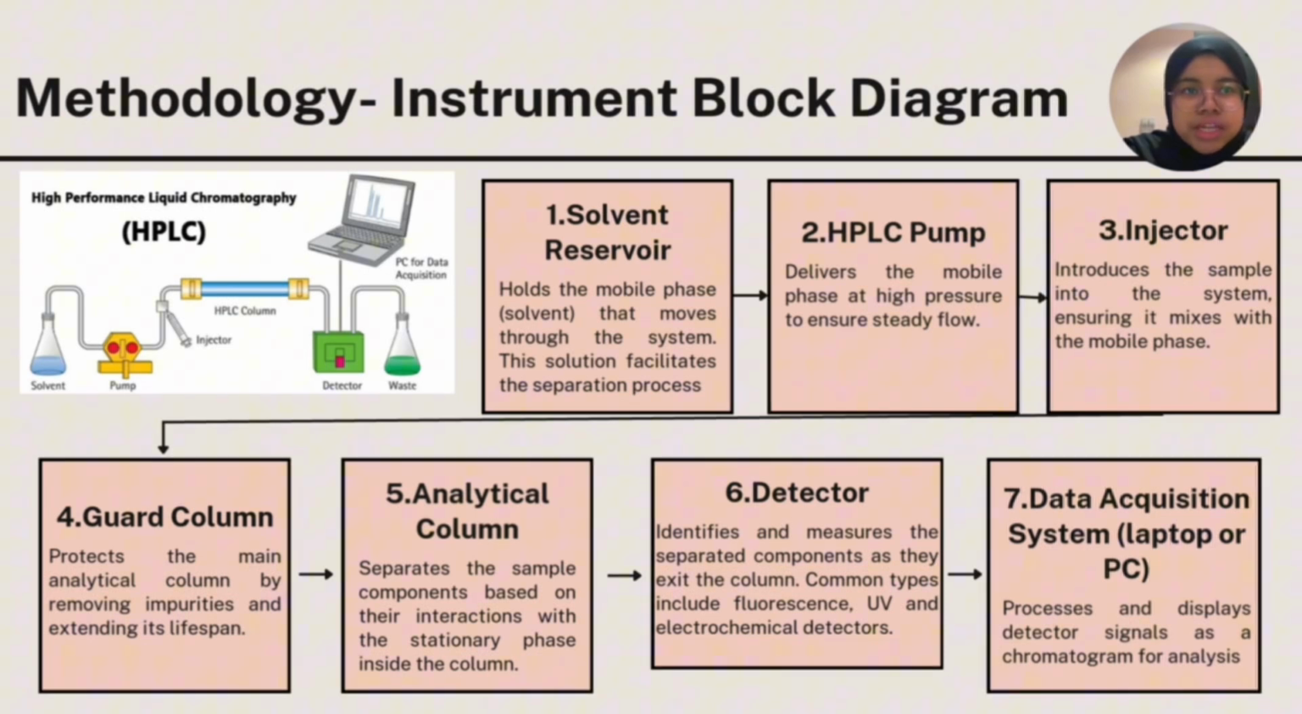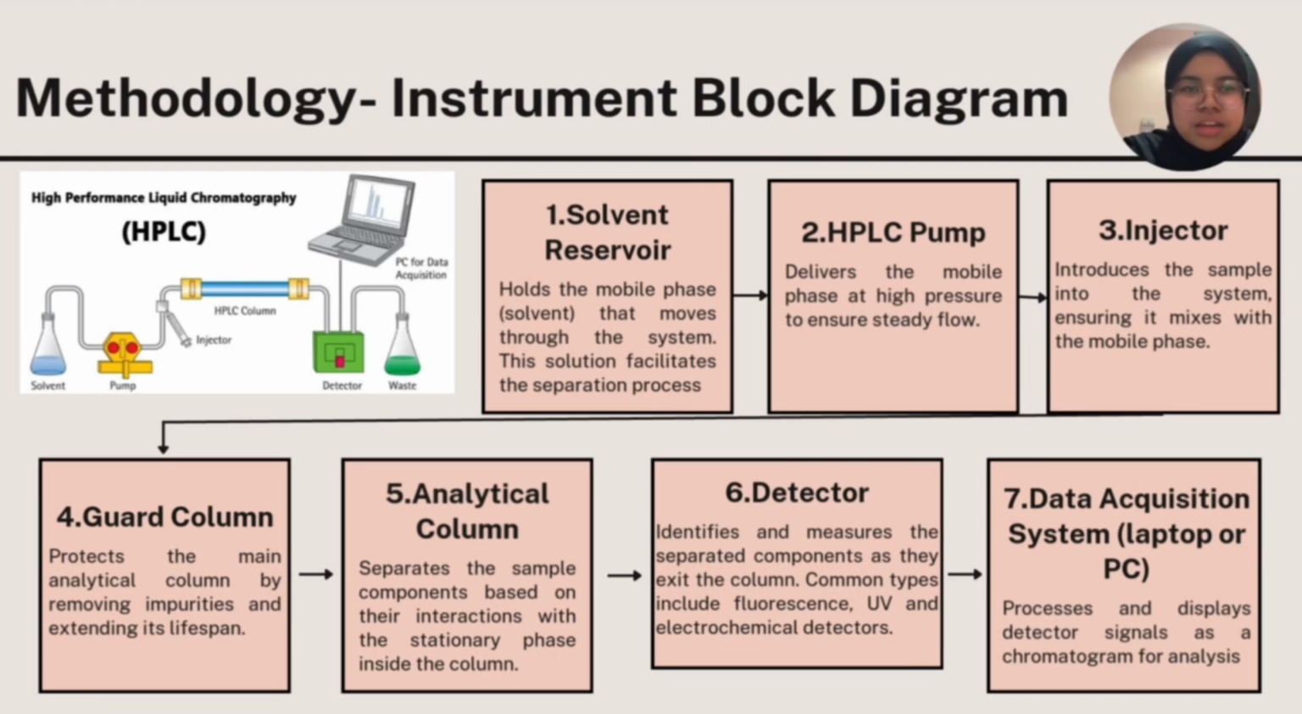The purified flow then continues into the analytical column. The analytical column is the heart of the HPLC system. It contains the stationary phase that interacts with the sample components. As the mixture flows through the column, the components separate based on their affinity to the stationary and mobile phase. The separated components exit the column and move to the detector. The detector identifies and measures the separated components as they come out of the column.